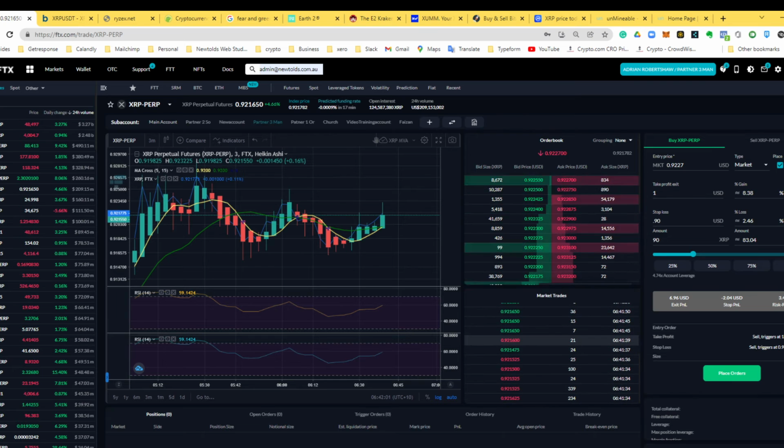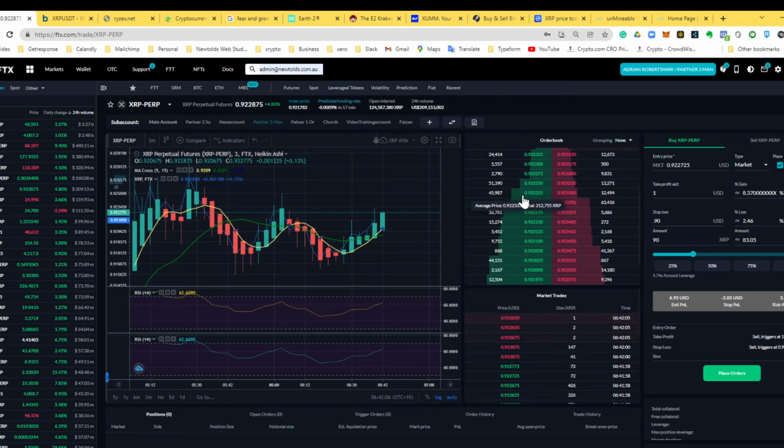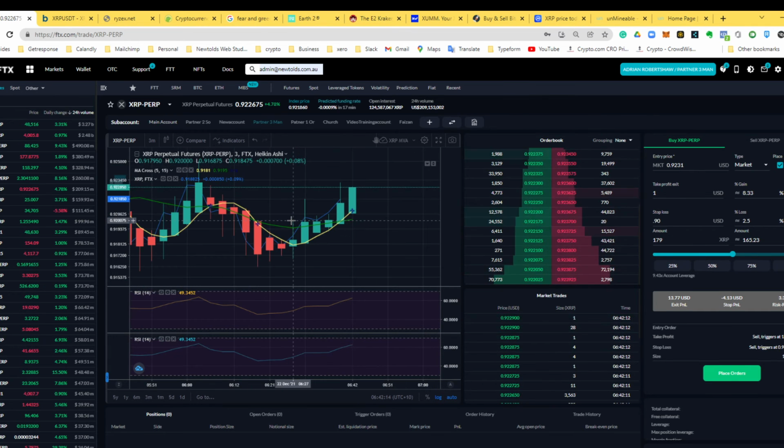Lots of heavy trading in the green. We look at these, all the trades happening in FTX. We look at the wall that's coming through, heavy green. All the signs are looking like it's a good time to get into the trade.